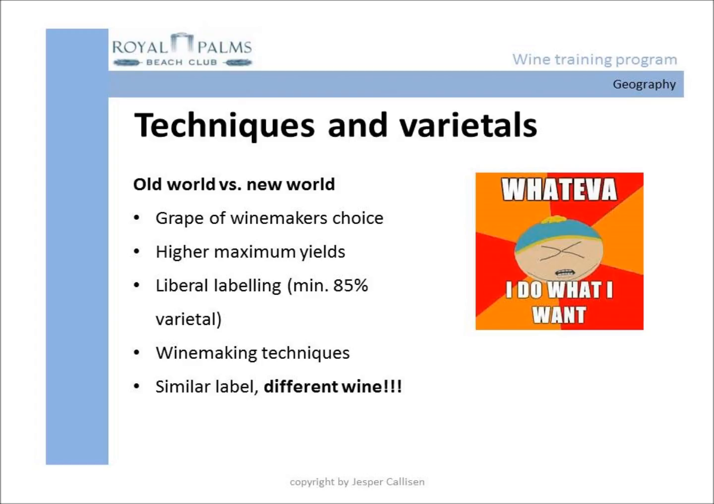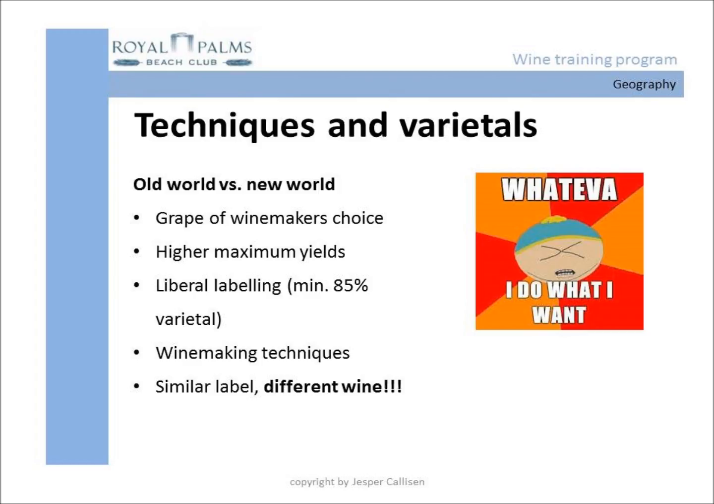For example, the New World wine law states 75% of the named varietals must be in the wine. In Europe, the minimum is 85%. For that reason, most producers who export to Europe include 85% of the varietals stated on the label in order to be allowed to mention the grape variety on the label.